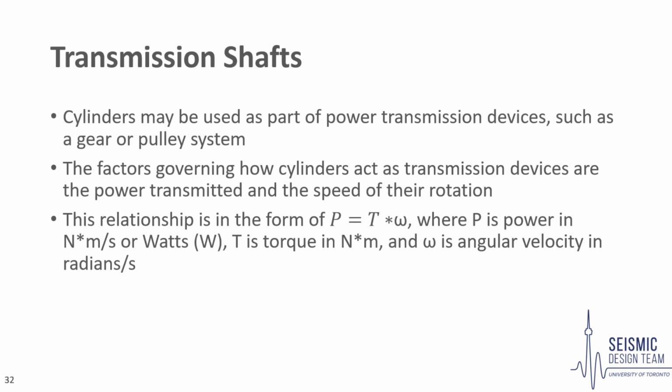So the last topic that must be examined for torsion is transmission shafts. A cylinder may be used as part of a power transmission device, such as a gear or pulley system, as said earlier. The factors governing how cylinders act as transmission devices are the power transmitted and the speed of their rotation. This relationship is in the form power is equal to torque multiplied by angular velocity. Power P is in Newton meters per second, or watts. Torque is in Newton meters, and angular velocity, omega, is in units radians per second.